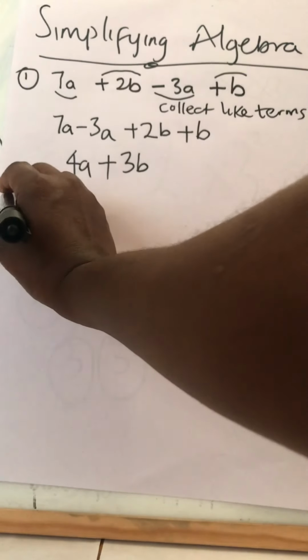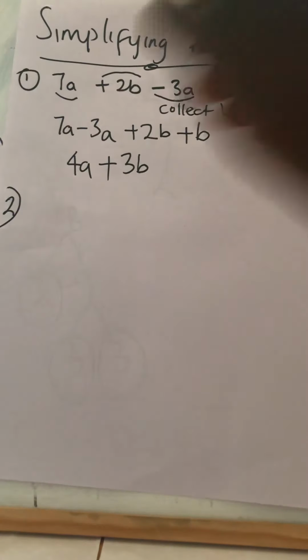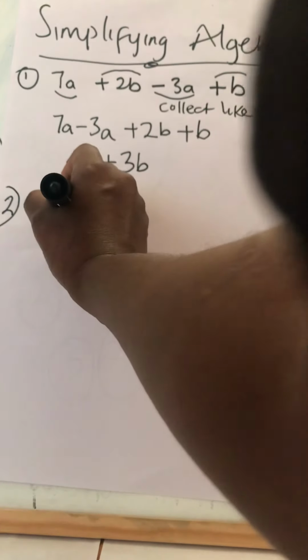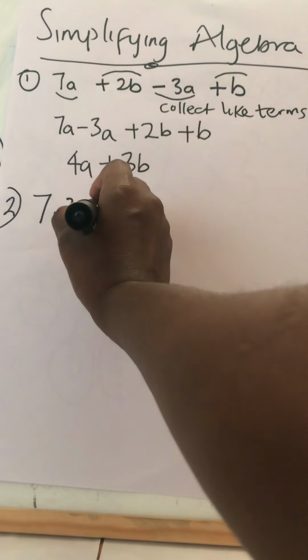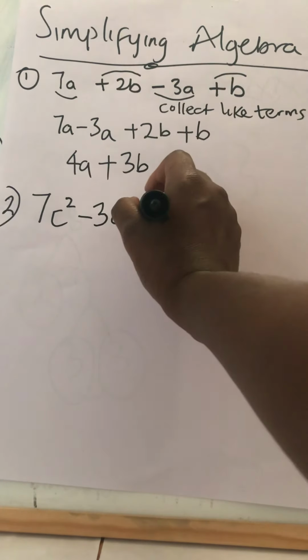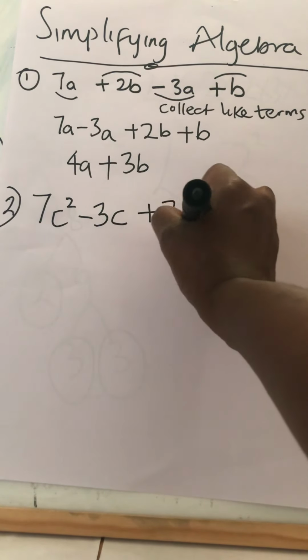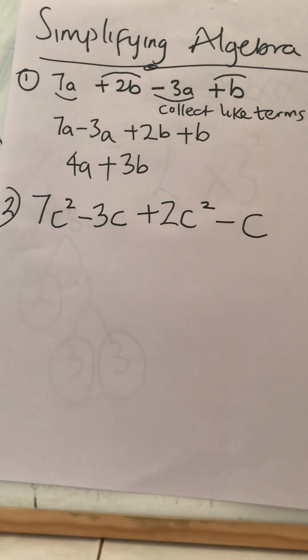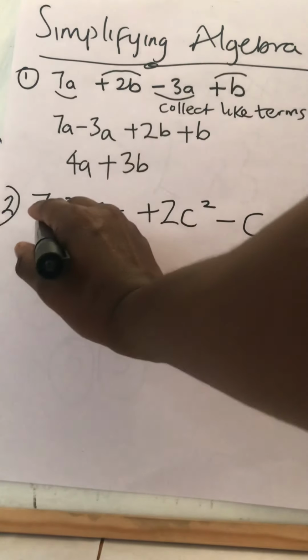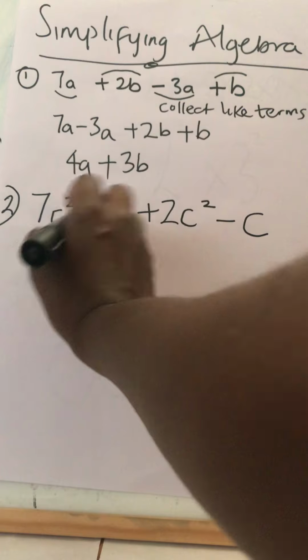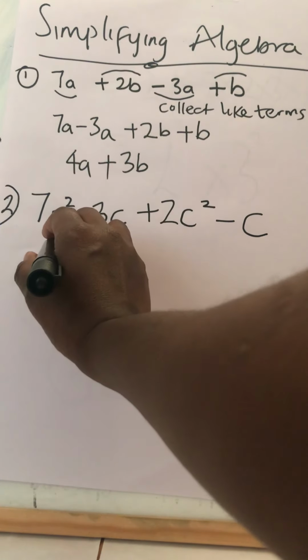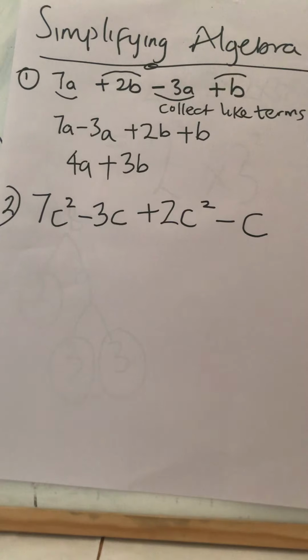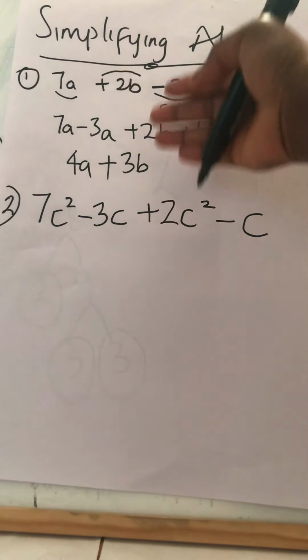Let's go to example number 2. With this example number 2, I have 7c squared minus 3c plus 2c squared minus c. What are we going to do again? We are going to collect all those that look alike. The c squared, 7c squared plus 2c squared. That will give me, I am writing it down. I'm taking them step by step for the purpose of simplification. But if you know what you're doing, you don't need to write them down all the time.